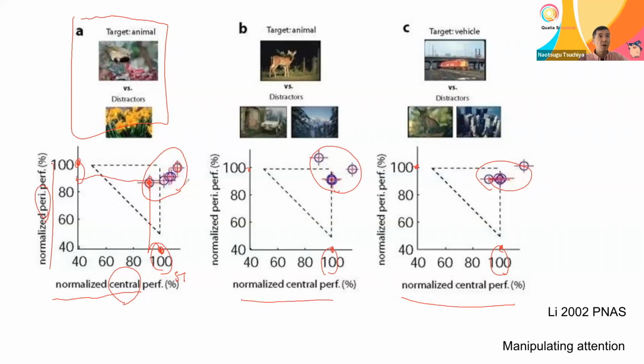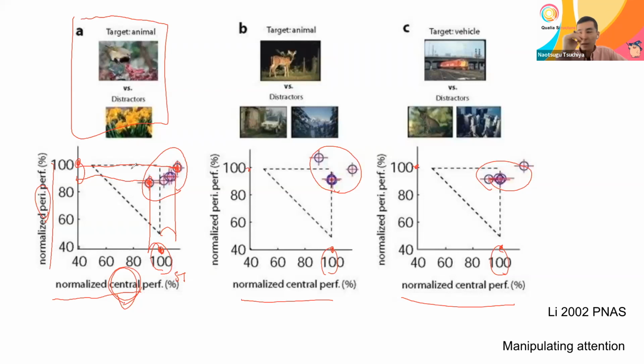But some other people actually even get slightly better. Maybe this is significant or maybe not. For the central and also the peripheral performance remains the same. And then overall, the trade-off was not observed here. So that means that the central letter task and this animal distractor task do not consume the same kind of attentional resource.